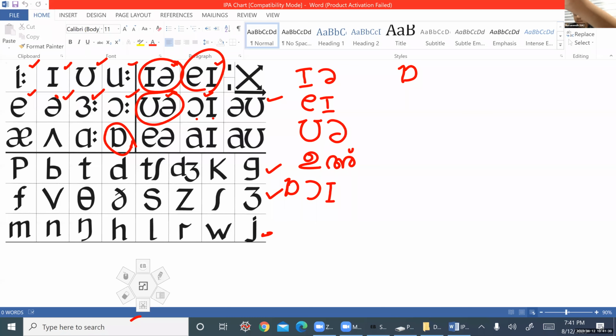No, wrong. Only touch that particular thing. Oi. Oi. Yes, as in boy. So the word boy can be written like this. This is the transcription. Okay?